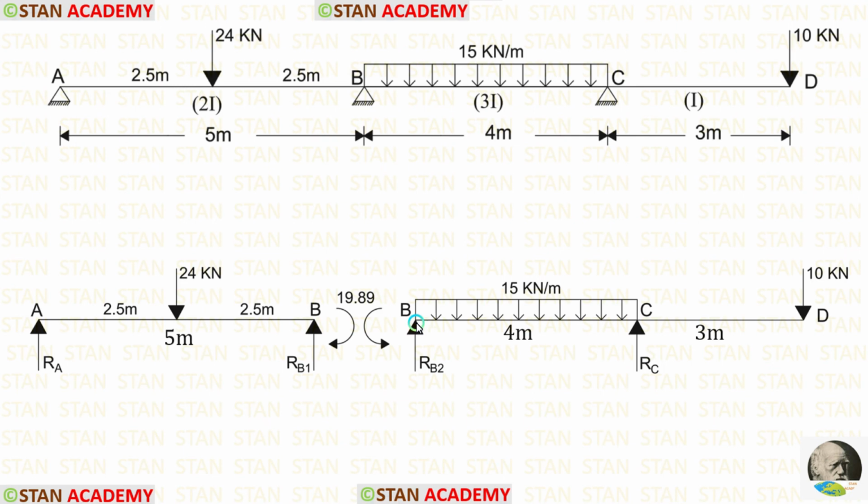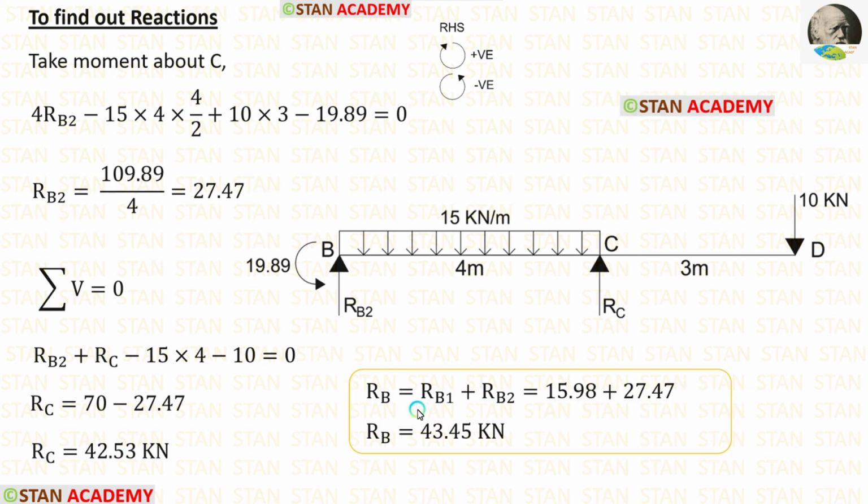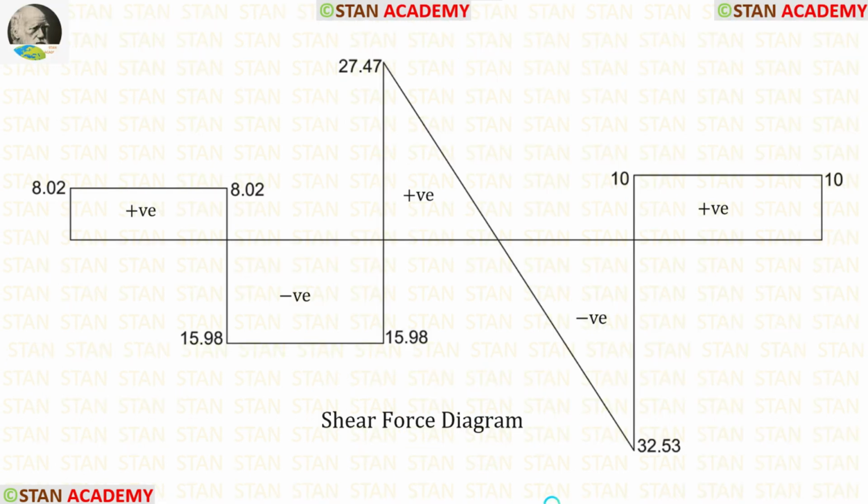Now let us take the span BC and the overhanging span CD together and calculate the vertical reactions. By taking moment about C, we can find RB2. By applying the rule sigma V is equal to 0, we can find RC. Now let us add RB1 and RB2 so that we will get RB.